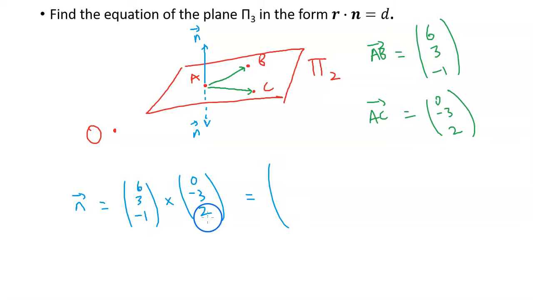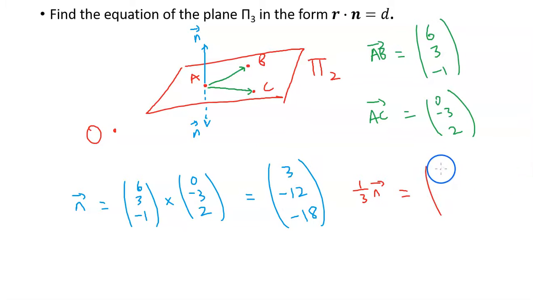And that's going to be 3 times 2 is 6, minus 3 is 3, and then it's going to be 0 minus 12, so it'll be negative 12, and then finally it's going to be negative 18 minus 0, so that's negative 18. And we can take any multiple of that we like, so let's divide everything by 3, so 1/3 n is equal to 1, negative 4, negative 6.